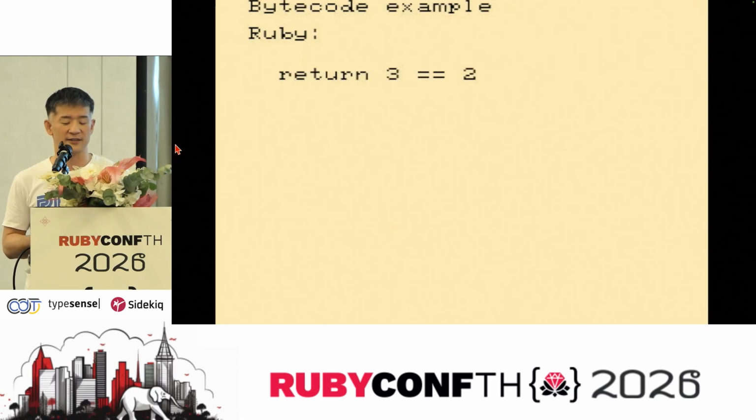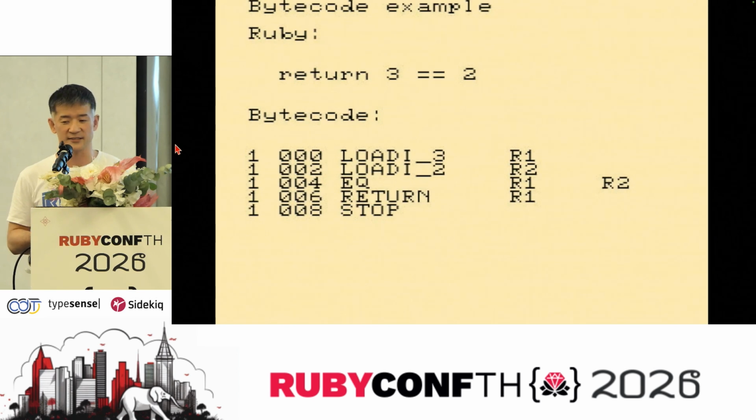Here you have a very simple Ruby code that is return 3 double equals 2. So this compares 3 with 2, and because the result is false, it returns false. And when you compile it into mruby bytecode, it expands into something like this.